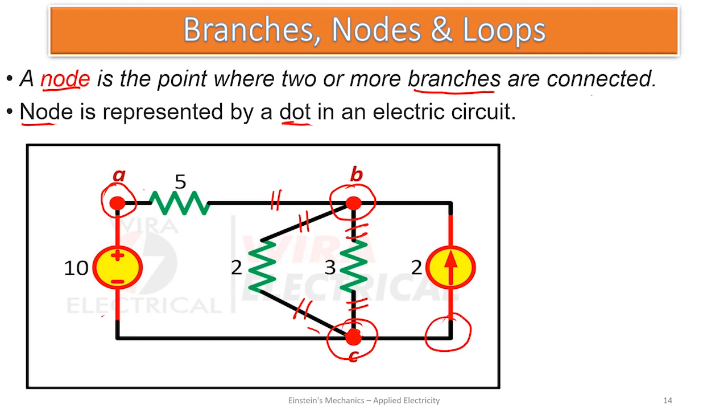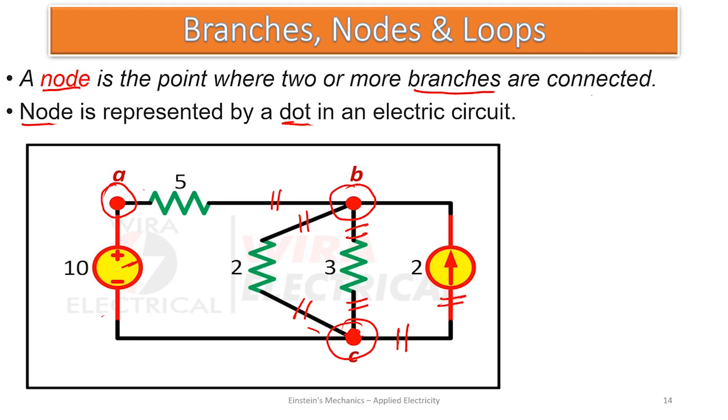Why is here not a node? Because there's only one branch here. This is not a branch. Therefore, this is not a node. Is that true? Yes. So, a node is the point or the meeting point of two or more branches. A branch contains an element, and a node is the meeting point of two or more elements.